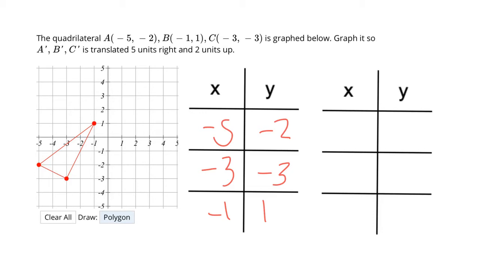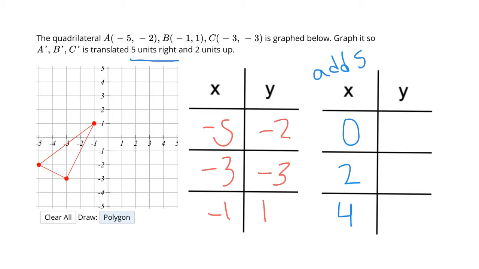This example asks us to translate the triangle 5 units to the right. If I'm going to translate 5 units to the right, that means that I need to add 5 to each of my x values. -5 plus 5 is 0, -3 plus 5 is 2, and -1 plus 5 is 4.